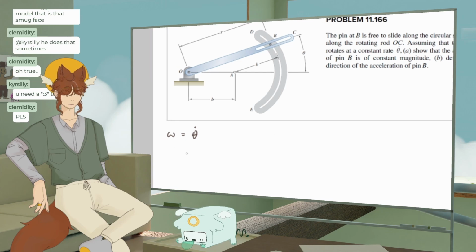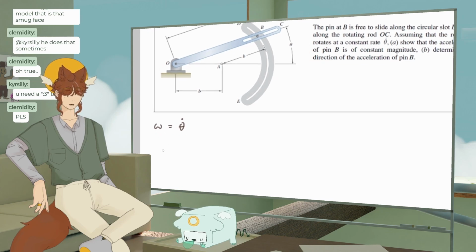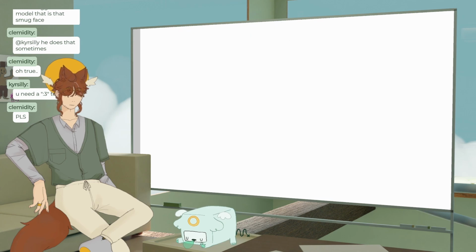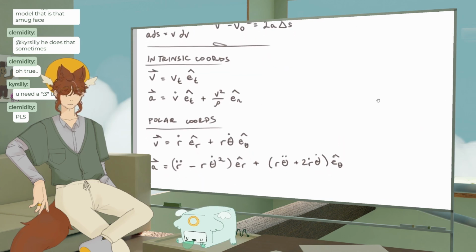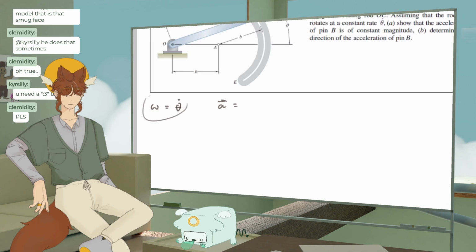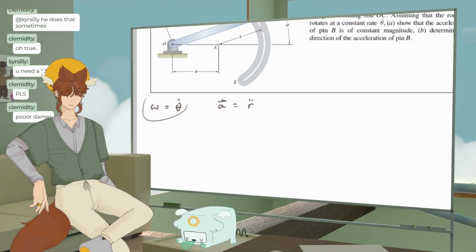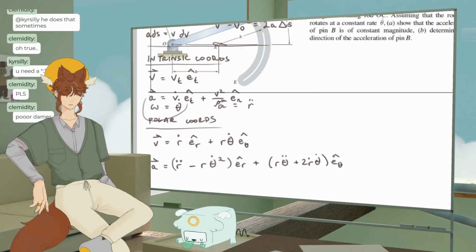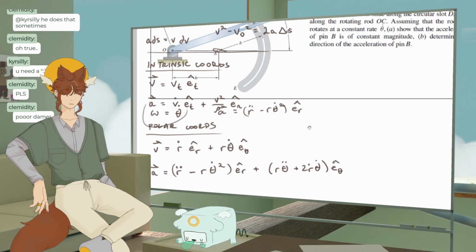Okay, how much can we speedrun? So we got that. Acceleration. Okay, so A, this is all we know. That's all they tell us. Essentially, so A equals, not that. A equals, okay. R double dot minus R theta dot squared ER. Oh, wait.